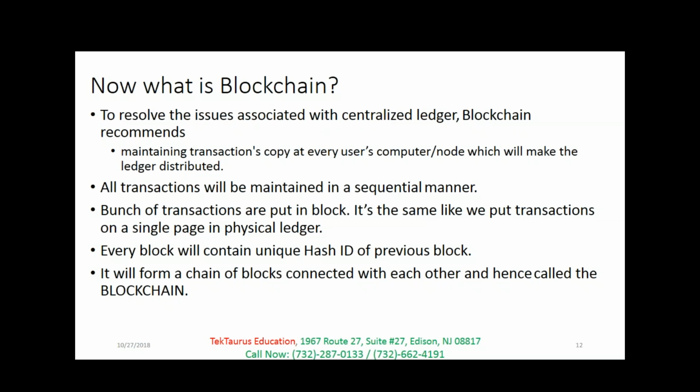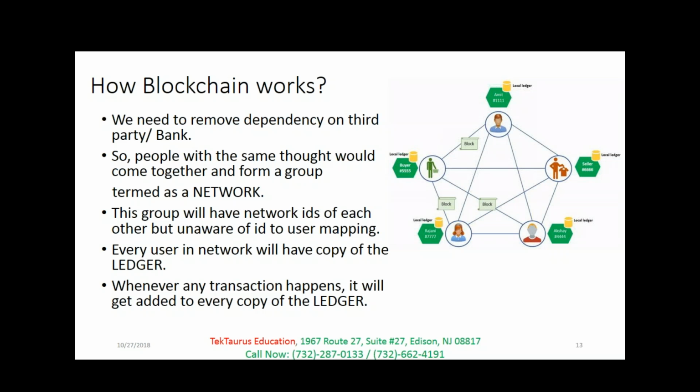Now there is a question: what about the first block? The first block is a special kind of block that has hash ID 0, and it is called by a special name that I will tell you later. So that is basically blockchain. How it resolves the problem, we will discuss. Now, how blockchain works.